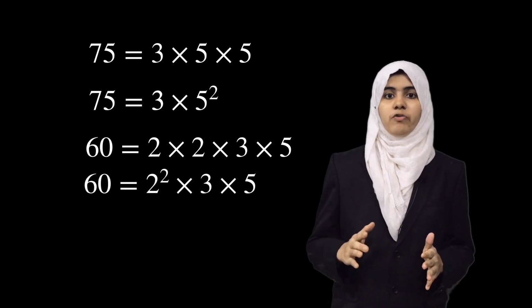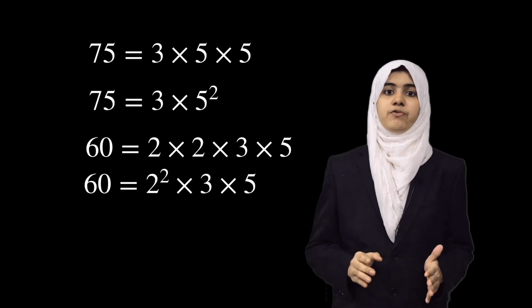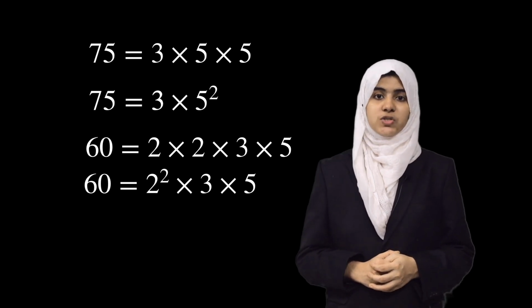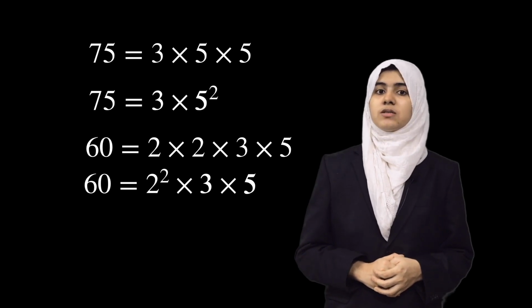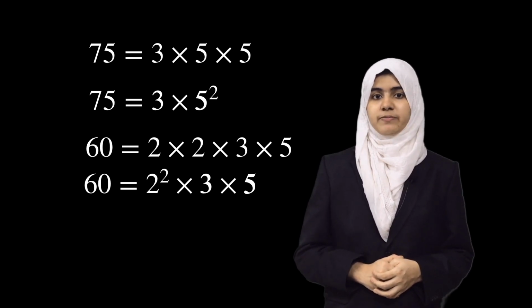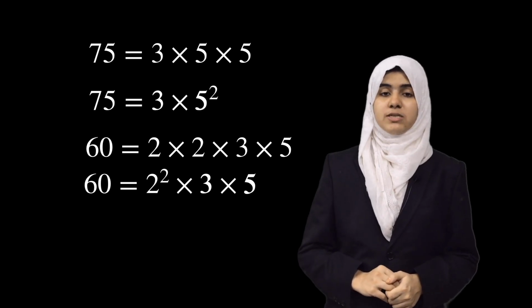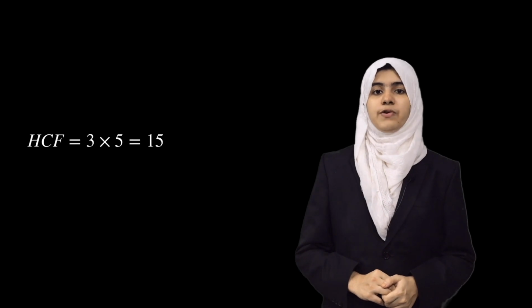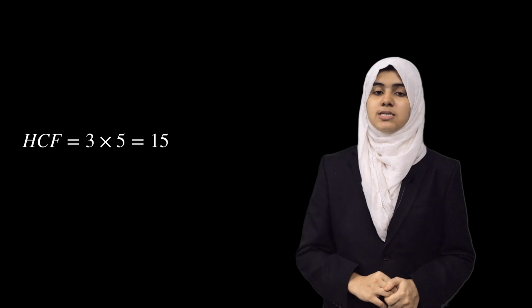The product of all the common prime factors is the HCF. The common prime factors in this example are 5 and 3. The lowest power of 3 is 1, which means 3 is a common prime factor. And the lowest power of 5 is 1, which means that 5 is a common prime factor. So HCF is 3 into 5, that is 15. So HCF of 75 and 60 is 15.